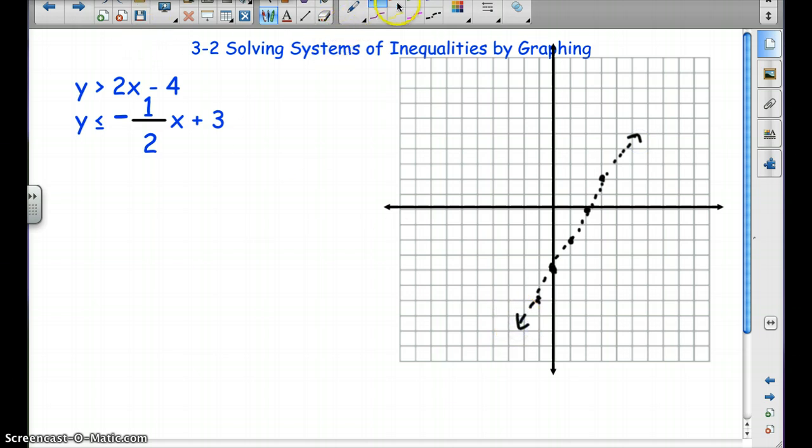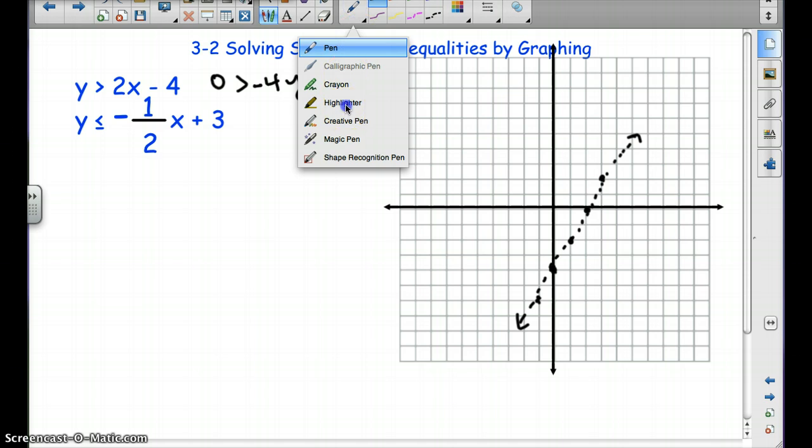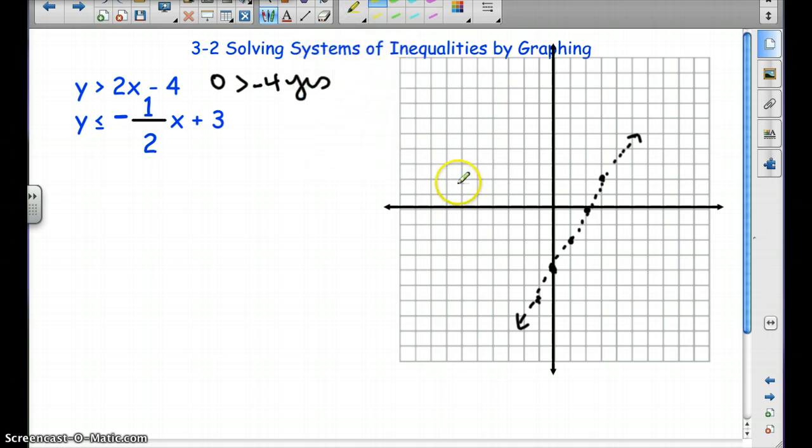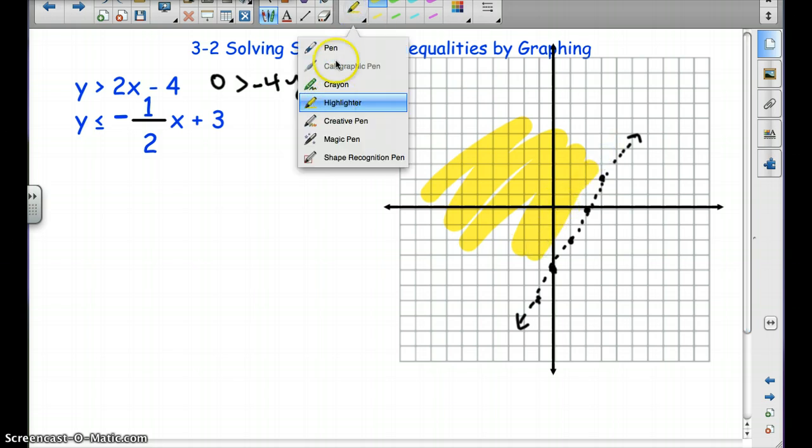And then I'll shade. I'm going to pick 0, 0 right here. So is 0 greater than -4? Yes. So I need to shade over 0, 0 because it is a solution. So I'm going to use my highlighter here to shade. So I know that's the area to shade.